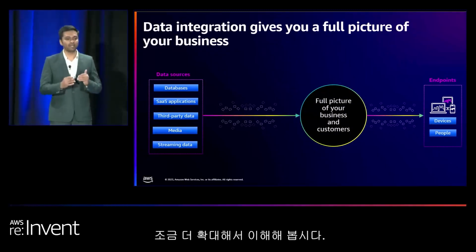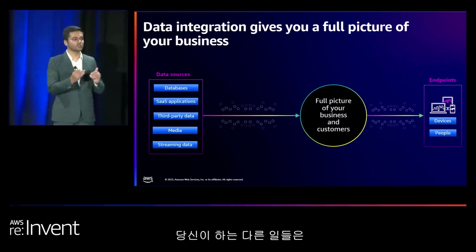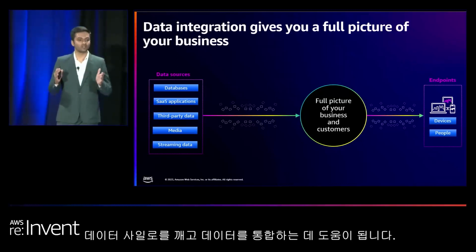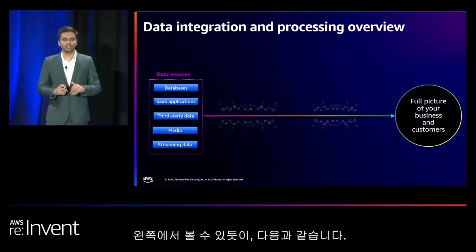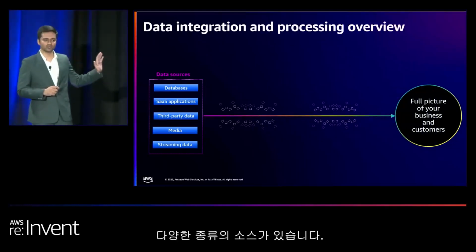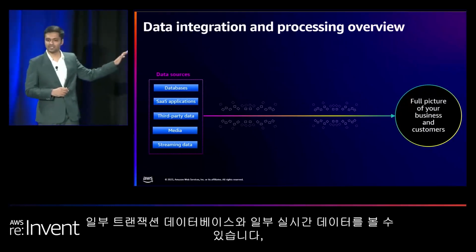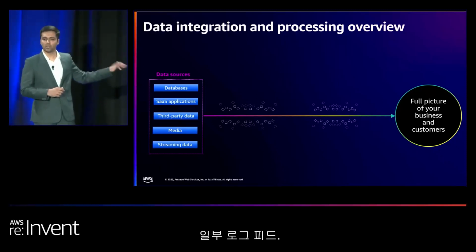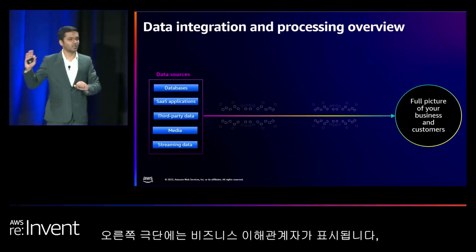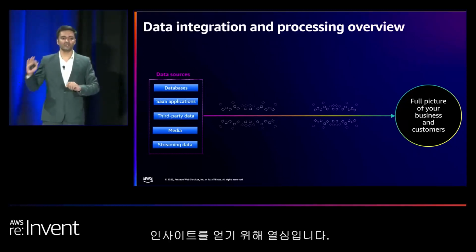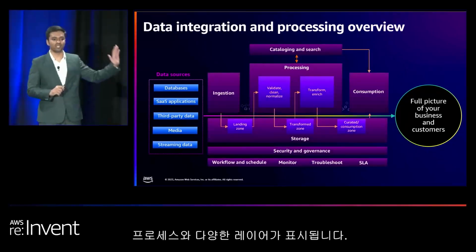Let's zoom in a bit and understand what that process looks like in terms of the ETL. What are the different things you do that help you break those data silos and consolidate the data? If you see on the left, there are different varieties of sources. A couple of them, to name a few, you will see some transactional databases, some real-time data, some log feeds, right? On the right extreme, you will see your business stakeholders, different kinds of analysts who are really eager to get those insights. And at the center, you will see your entire data integration processes and different layers.